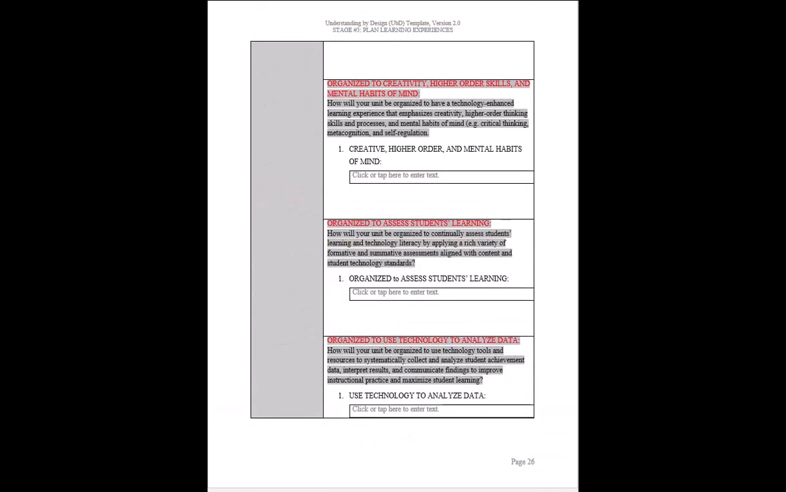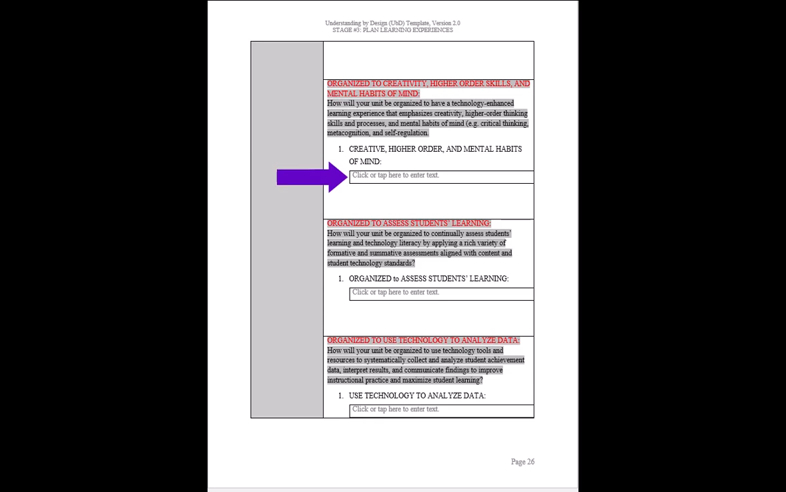The third subsection is Organized by Creativity, Higher Order Skills, and Mental Habits of Mind. In this subsection, you will explain how your unit will be organized to have a technologically enhanced learning experience that emphasizes creativity, higher order thinking skills and processes, and mental habits of mind, such as critical thinking, metacognition, and self-regulation.